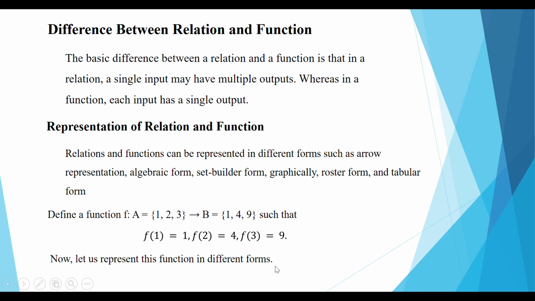For example, set A is {1, 2, 3} and set B is {1, 4, 9}. The Cartesian product A cross B is (1,1), (1,4), (1,9), (2,1), (2,4), (2,9), (3,1), (3,4), (3,9). A relation is a subset of the Cartesian product. In case of relation, a single input may have multiple outputs. In case of function, each input has a single output.